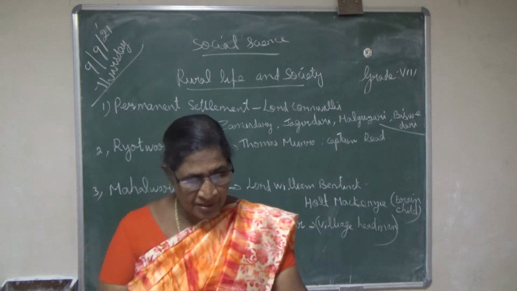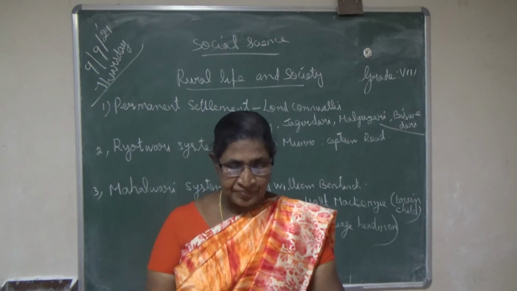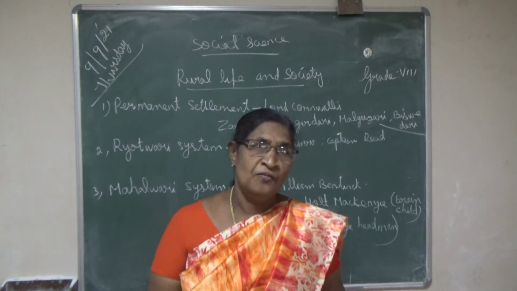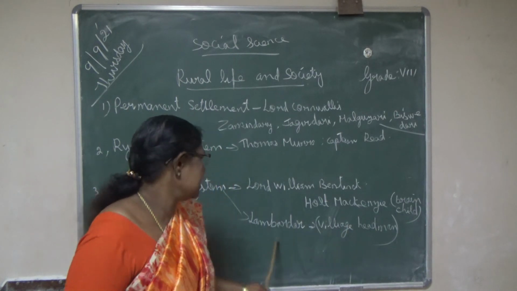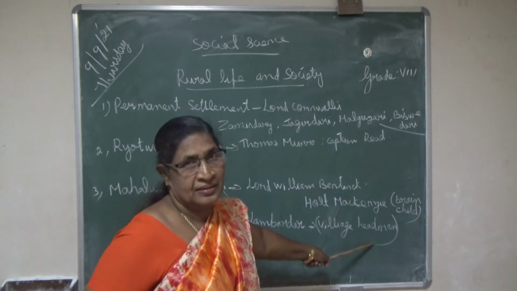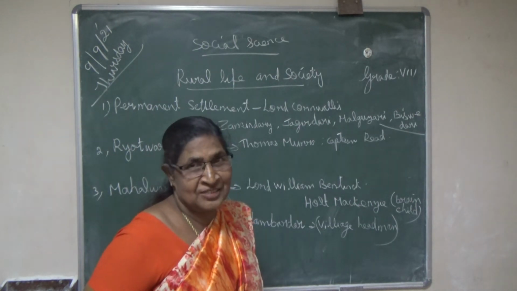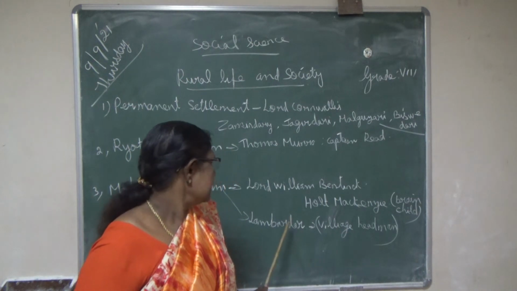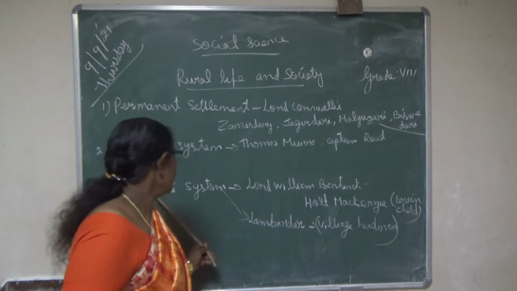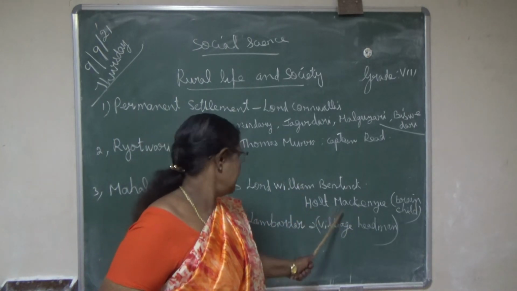Okay. According to this system, it was introduced in the year 1822 AD. The village as a whole, through its headman, the head of the village, otherwise called the lambardar. What is the meaning of lambardar? Lambardar means village headman. Nowadays we call him the village president, isn't it? So in those days, the village headman was called the lambardar. This Mahalwari system was introduced by Lord William Bentinck, and it was the brainchild of Holt Mackenzie.